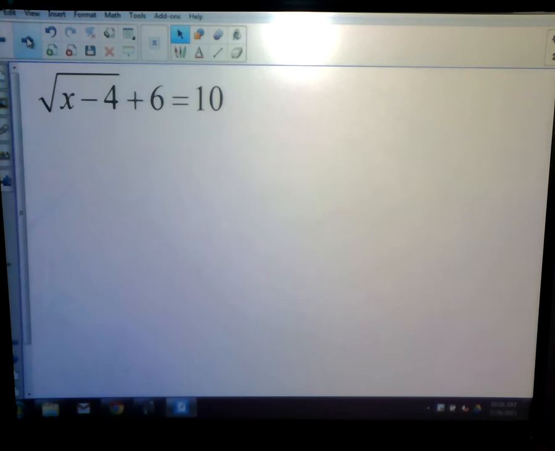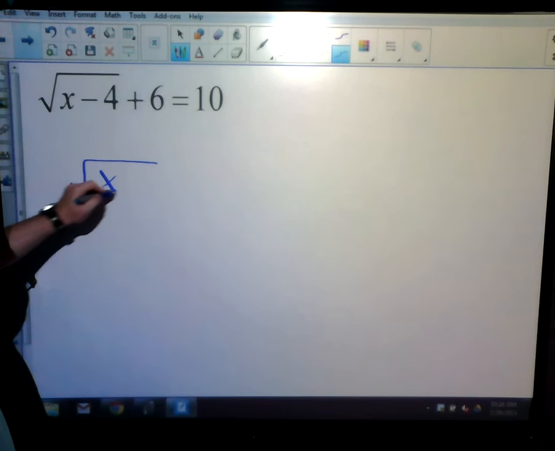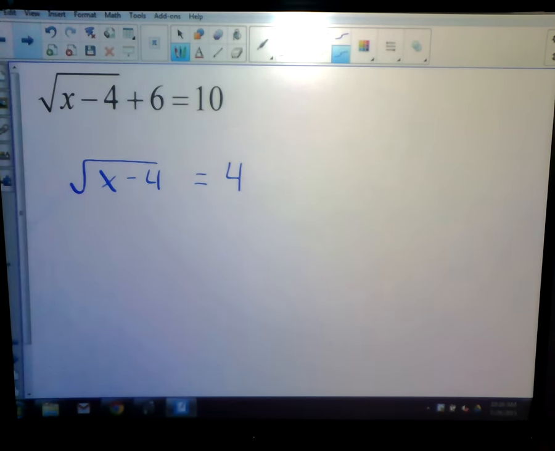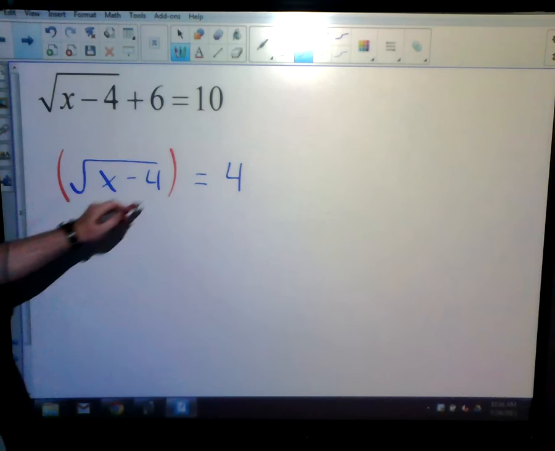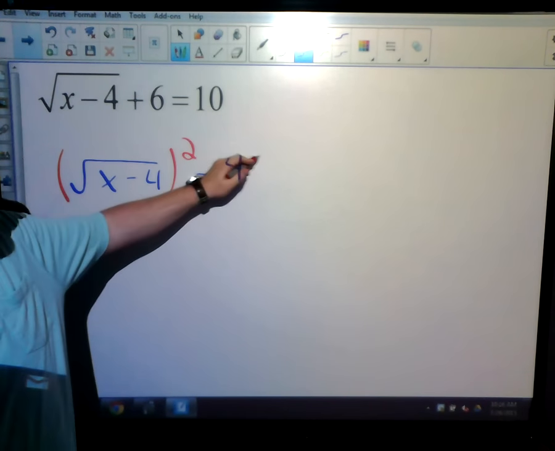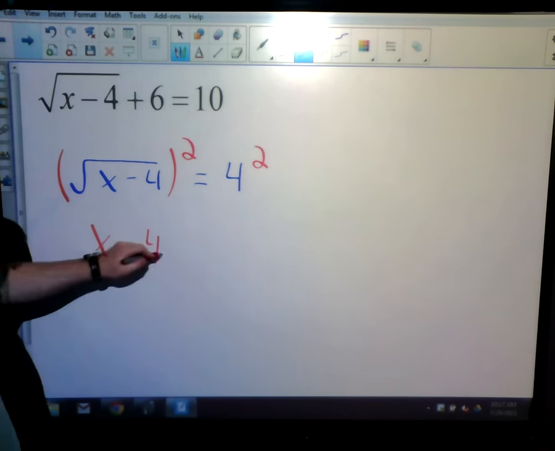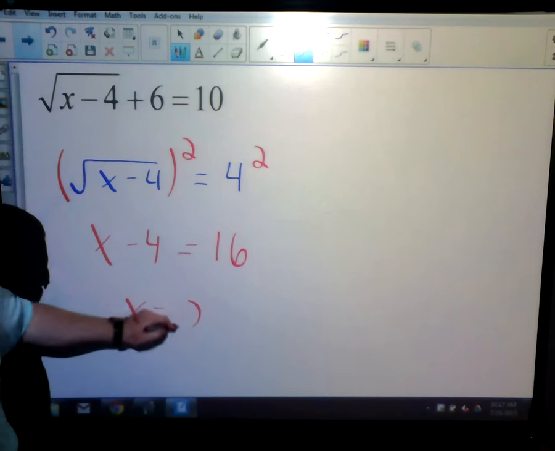So let's try this. Step 1, isolate the radical. Get the radical by itself. So let's get the 6 to the other side. So x minus 4 equals 4. Step 2, cancel out the radical. What cancels out a square root? Squared. If you do it on the left side, you have to do it on the right side. x minus 4 equals 16. Solve your problem. x equals 20.